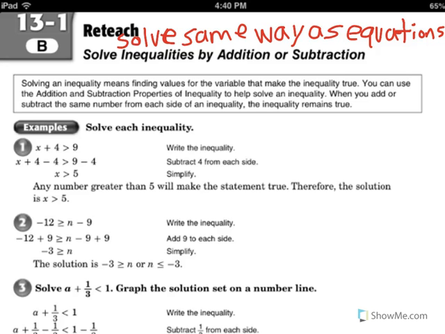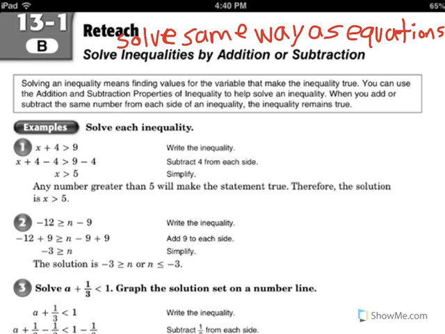Alright, so in this video we're going to talk about solving inequalities, and I'm going to talk about two different sections at the same time. We're going to talk about solving inequalities that involve addition and solving inequalities that involve subtraction. So addition and subtraction are the same thing, they're the opposites of each other. We're also going to talk about solving inequalities that involve multiplying and dividing.